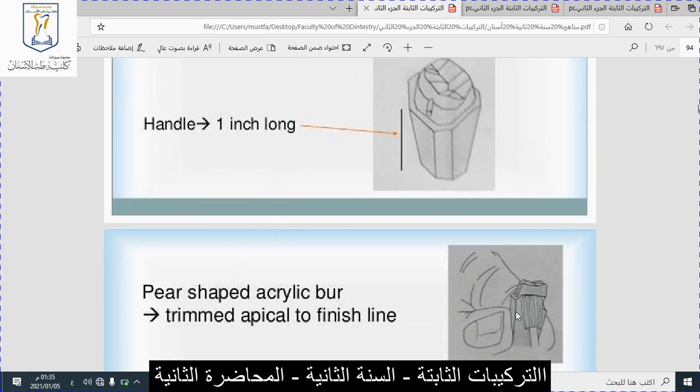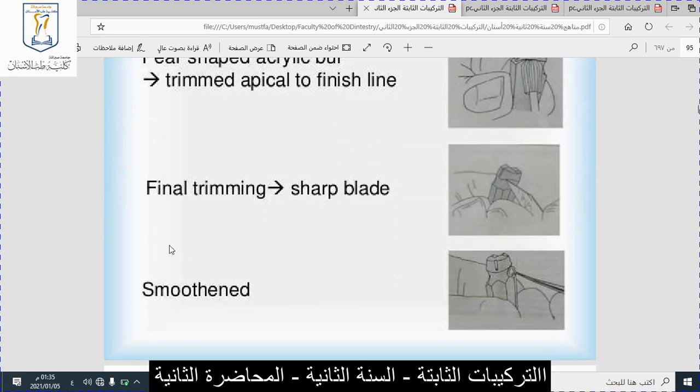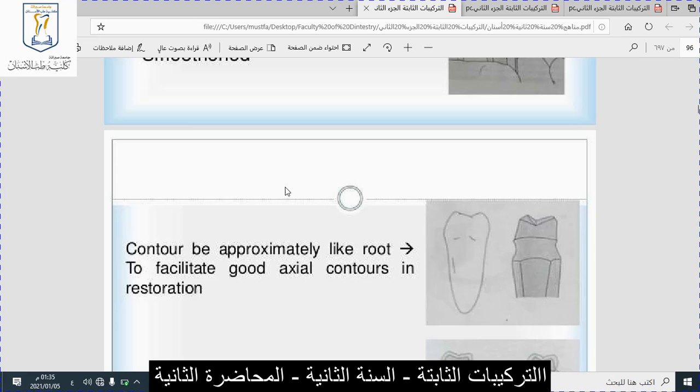We have to use a beaver-tail burnisher or acrylic bur to trim the die apical to the finish line, to make the finish line more visible. So the first step after construction is to trim the die below the finish line, highlighting it. Final trimming is done with a sharp blade. Then smooth the area so it is very smooth after trimming, and contour it approximately like the root, to make the wax pattern easy. It is like the root, okay.